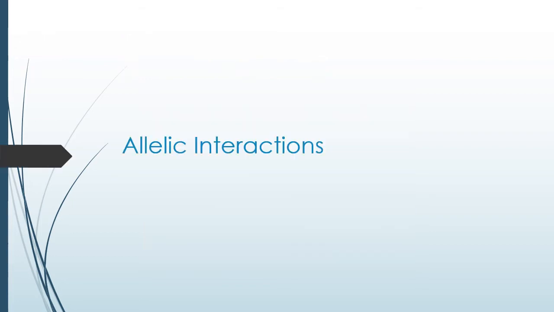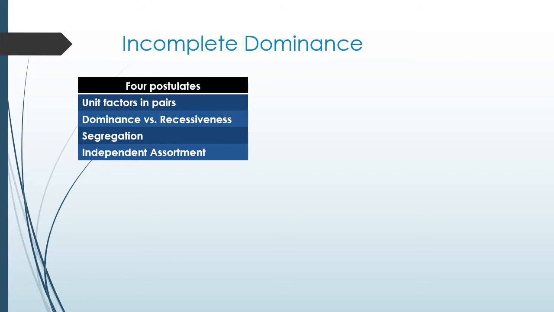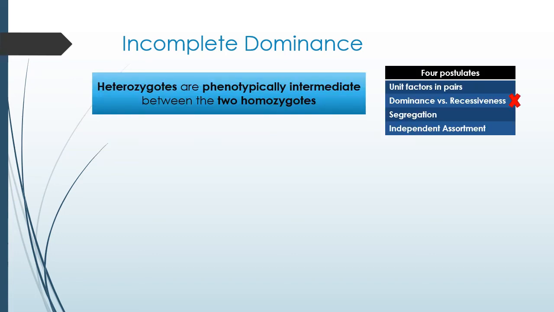Now, let us explore the different types of inheritance patterns under allelic interactions. In allelic interaction, only one gene is involved. In incomplete dominance, which among the four postulates is not followed? The answer is, dominance versus recessiveness. Incomplete dominance is characterized by having heterozygotes, which are phenotypically intermediate, between two homozygotes.